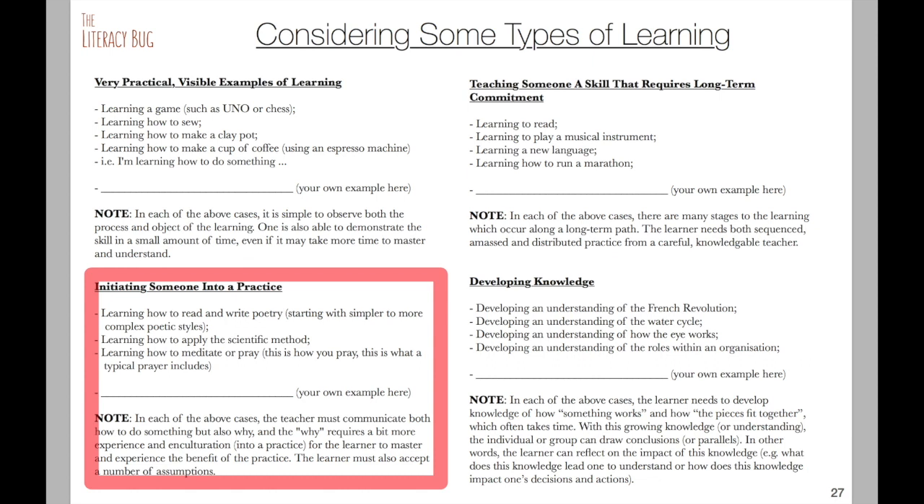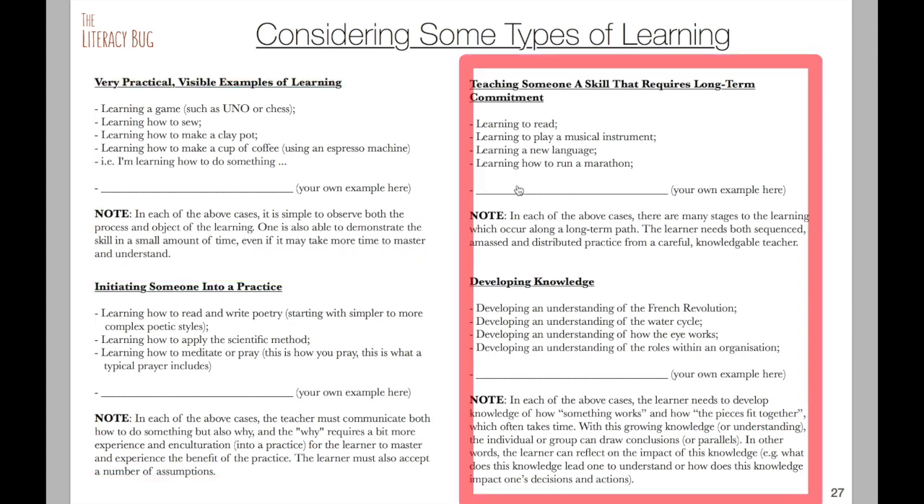There's other types of learning that are about initiating someone into something that's both a skill but also an appreciation of something. So learning how to read and write poetry, or learning the scientific method, or learning how to meditate or pray. It's more than just learning how to do something. It's having an appreciation of why you do it. And that might take more time and more scaffolding and more reflection and more support from a community to not only do something, but do something in the manner that is accurate and reflective to that practice.